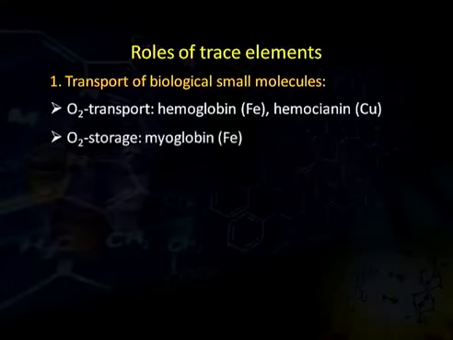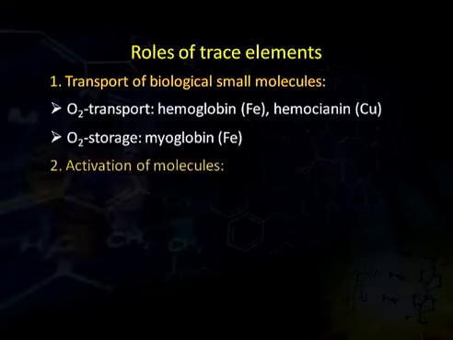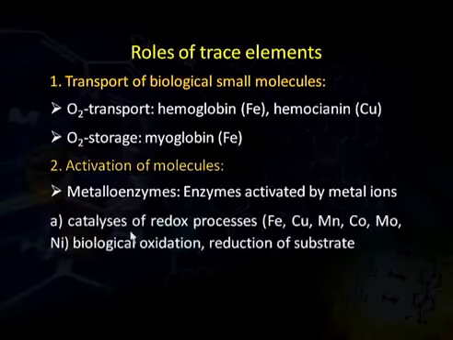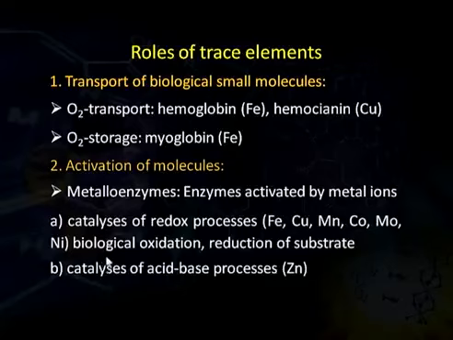We also have oxygen storage agents like myoglobin. Myoglobin is basically used to store oxygen in the body, and in this also iron is present in the center of the porphyrin. The second role of the trace element is the activation of molecules. We have some metalloenzymes in the body. These are the enzymes which are activated by metal ions, and their function is to catalyze the redox process. The redox process is basically the process where biological oxidation and reduction of the substrate take place simultaneously, and in redox catalysis the elements required are iron, copper, manganese, cobalt, molybdenum and nickel.